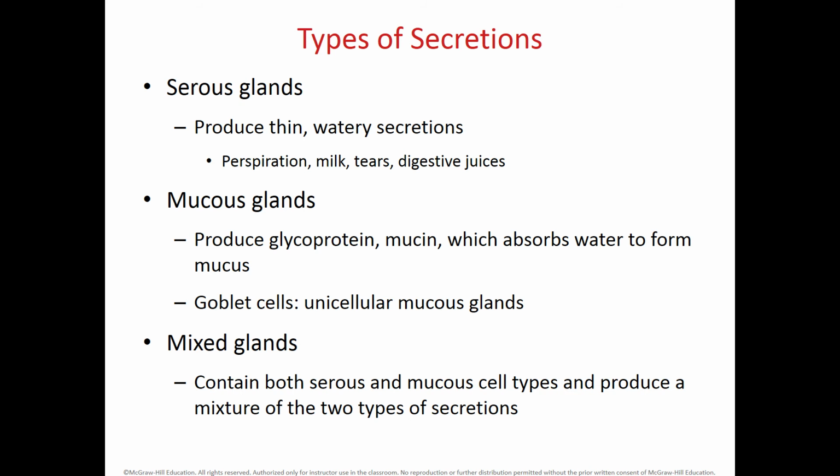And sometimes some glands are mixed, so they are mucus and serous. And they produce, of course, a mixture of very thin secretion and a very thick secretion. So they have an intermediate density. So these are the mixed glands.